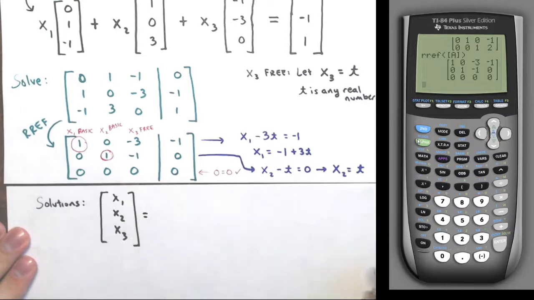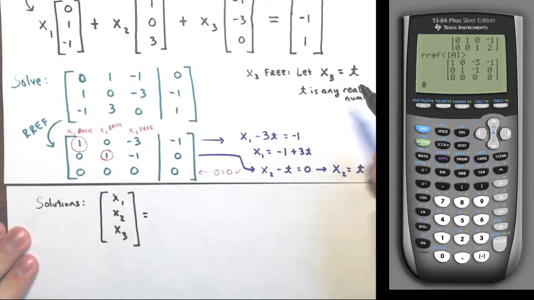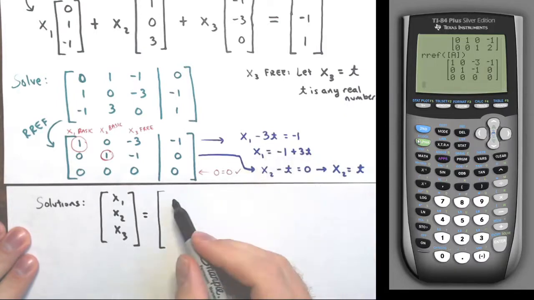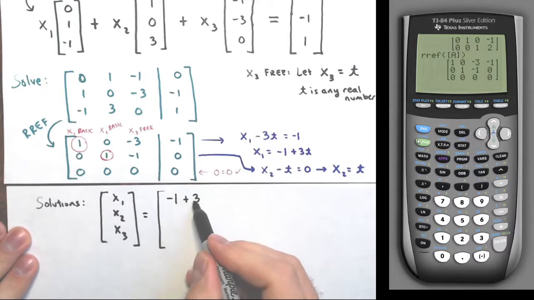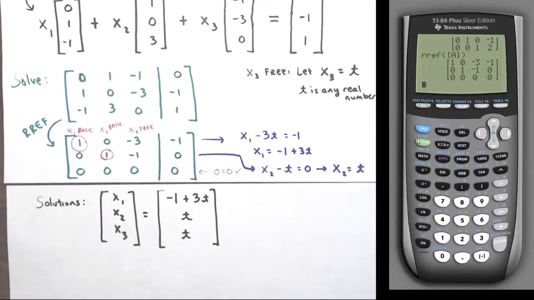But I'm writing each of them in terms of this free variable x3, which I called t. Right? I replaced it with t. So x1 is again negative 1 plus 3t, or 3t minus 1 if you want. x2 is t, and x3 I said was this value t as well. All right, and again, t is any real number.